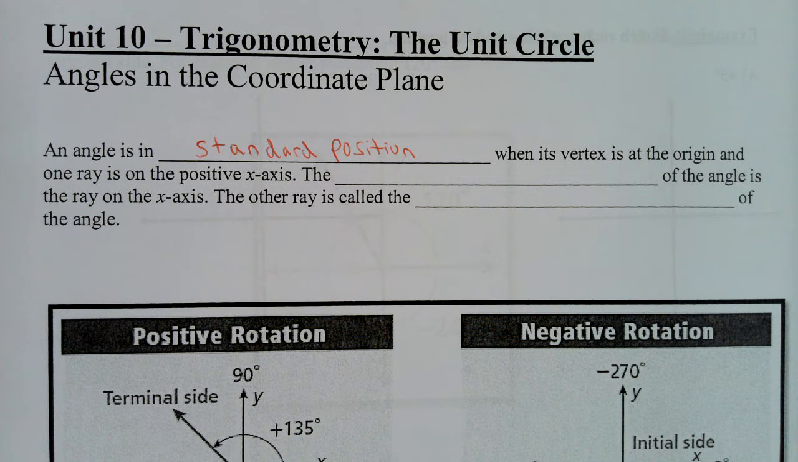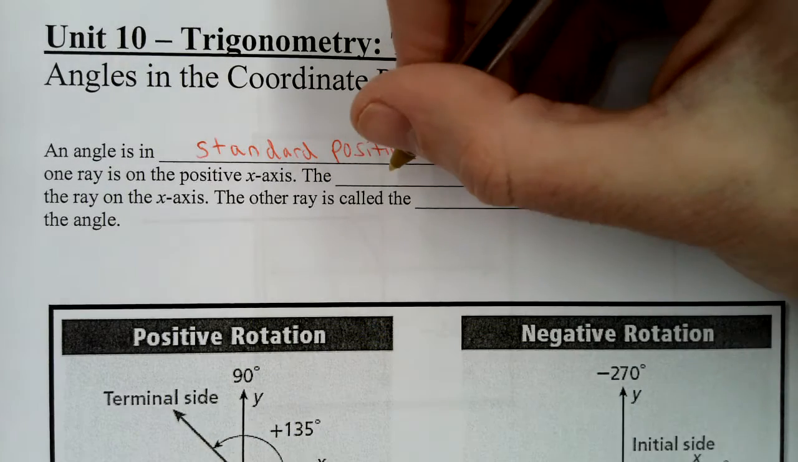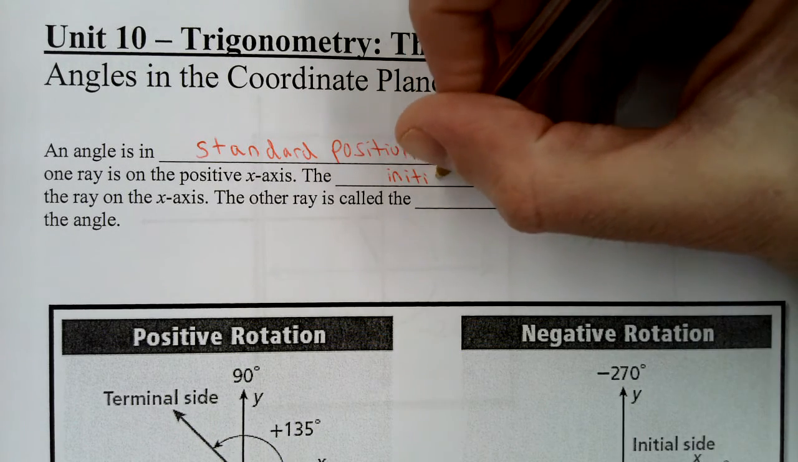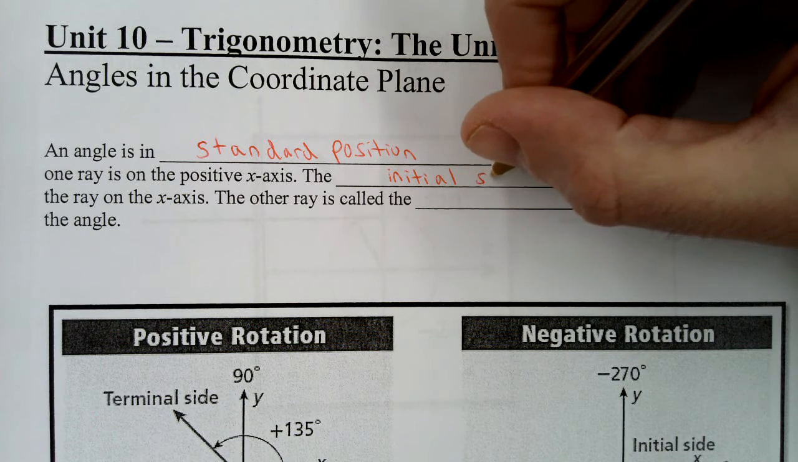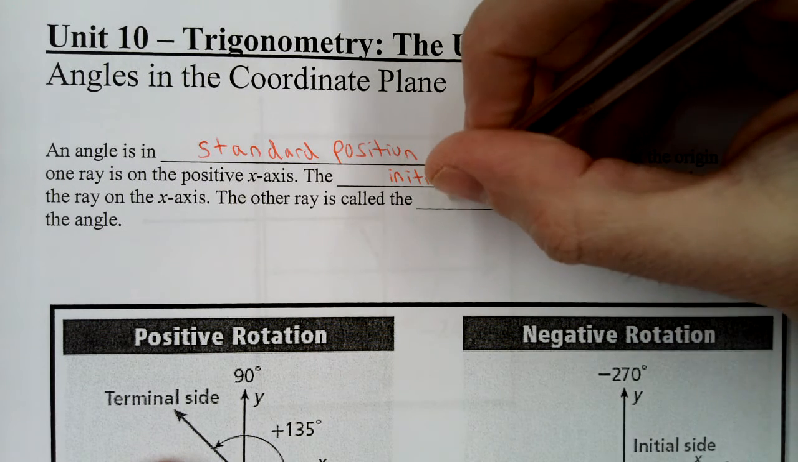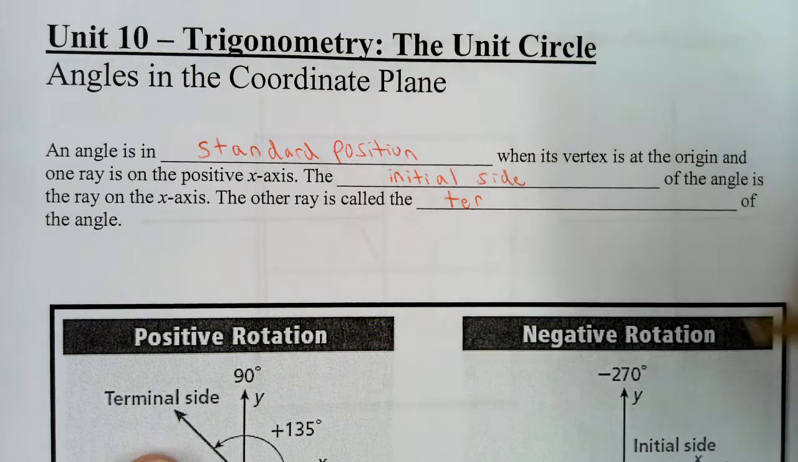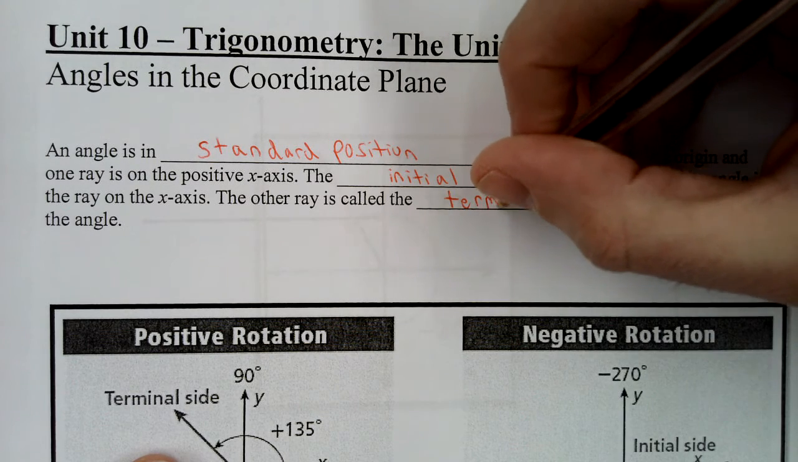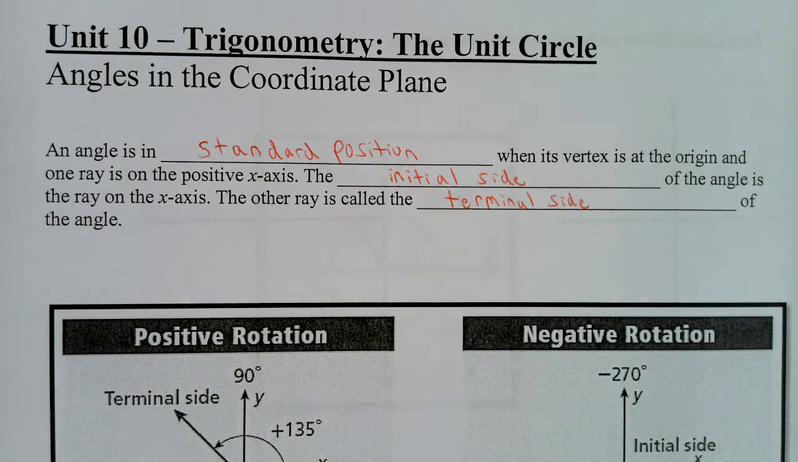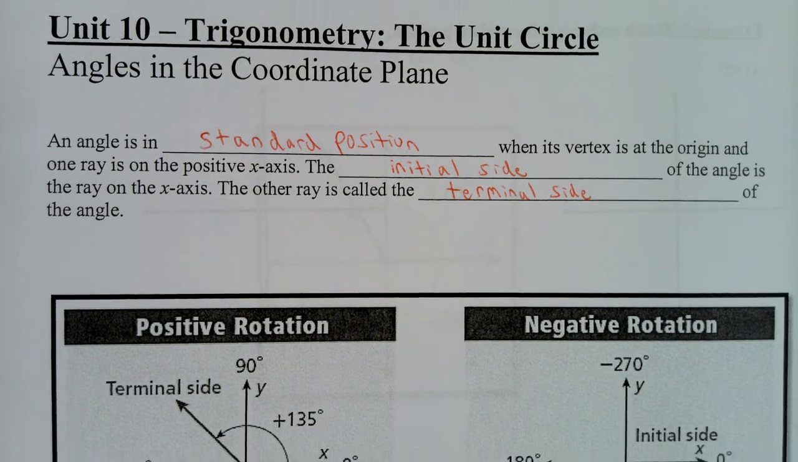The initial side of the angle is the ray on the x-axis. That's the initial side. The other ray is called the terminal side of the angle. So we have the initial side and the terminal side. So let's look at a couple diagrams of that.